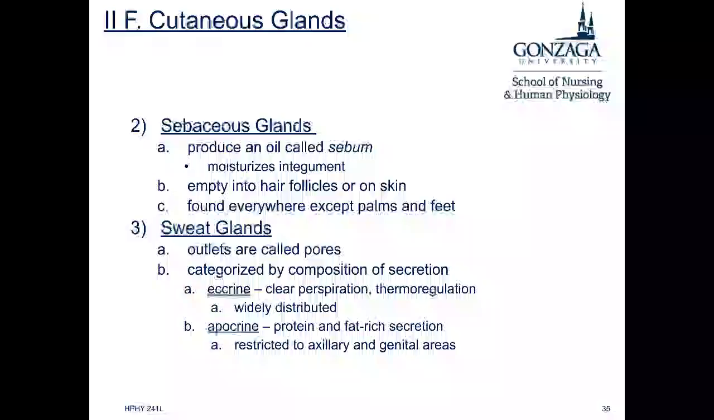But there's a second type called apocrine, and they produce the clear perspiration as well, but in addition, they produce a protein and fat-rich secretion. And these apocrine glands are restricted to the axillary or armpit areas and the genital areas. And it's due to the presence of this protein and fat-rich secretion that when you sweat, and let's say it's been a while before you've showered, then you get that musty odor that's associated with sweat, and that is due to the apocrine sweat glands.